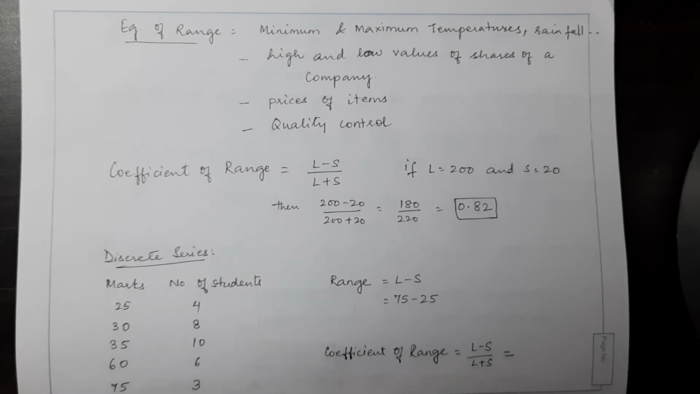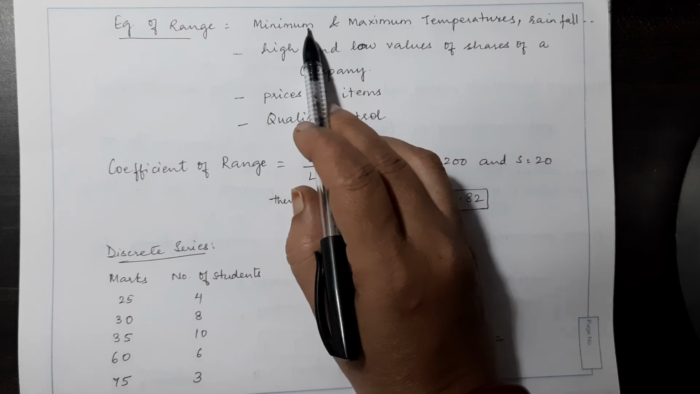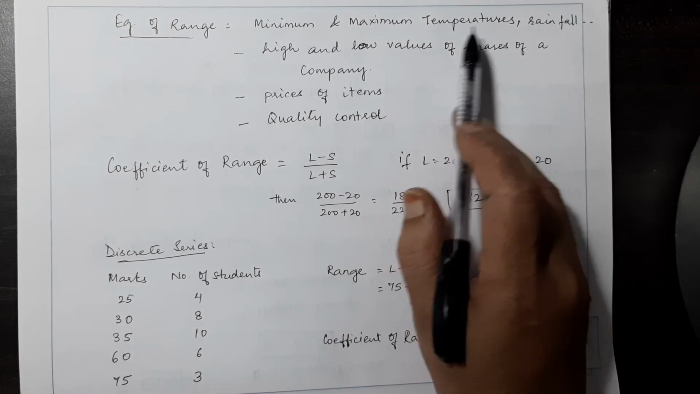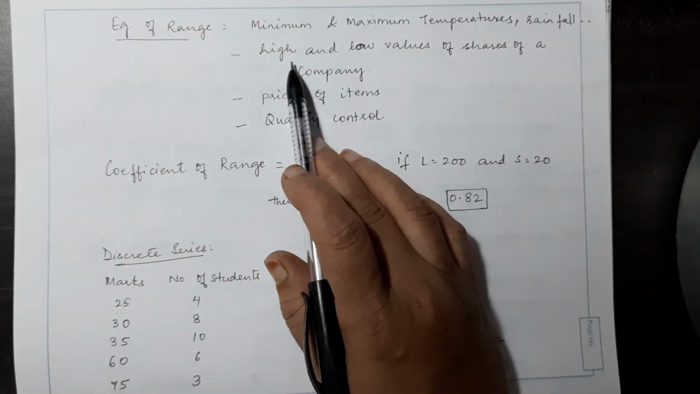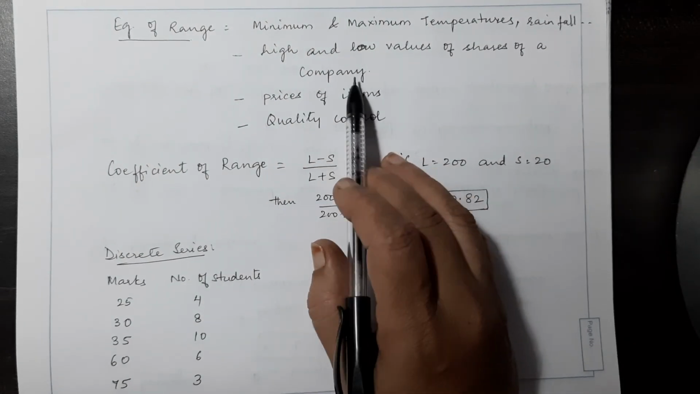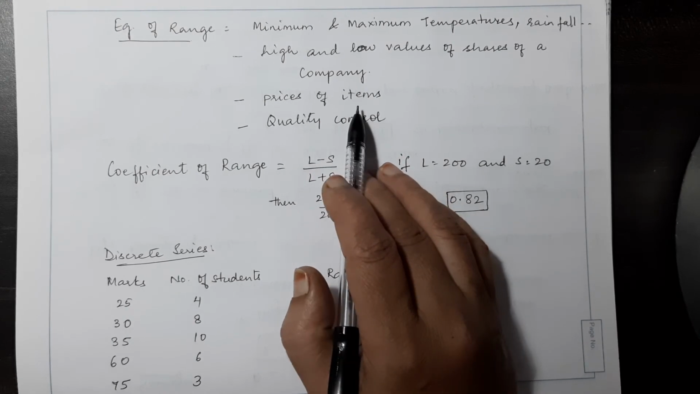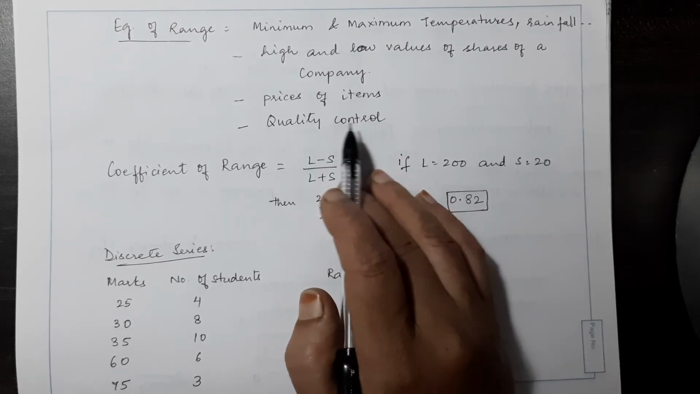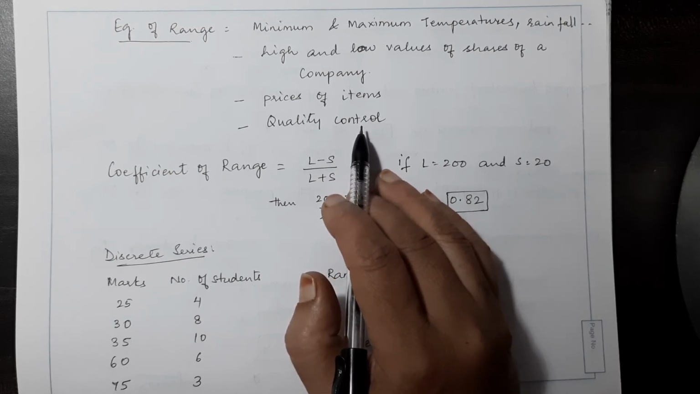Where do we need this range in our daily life? Let's see. The minimum and the maximum temperatures, rainfall, etc. That is the weather report. High and low values of shares of a company, that is fluctuations. Prices of items. Quality control. This is where range is most useful to us.